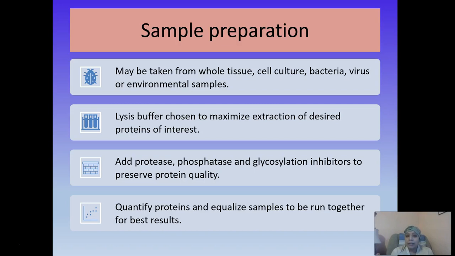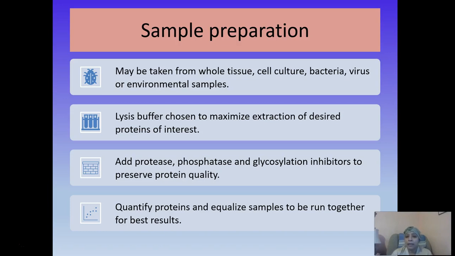To prepare our samples for that, we prepare our protein extract just like we always do. We can take them from any type of biological tissue, from cell culture, from bacterial culture, even environmental samples. We have to choose our lysis buffer based on the type of protein that we are examining and how much of that protein is present, where it is present. So we want to obviously choose a lysis buffer that's going to maximize the extraction of that particular protein.